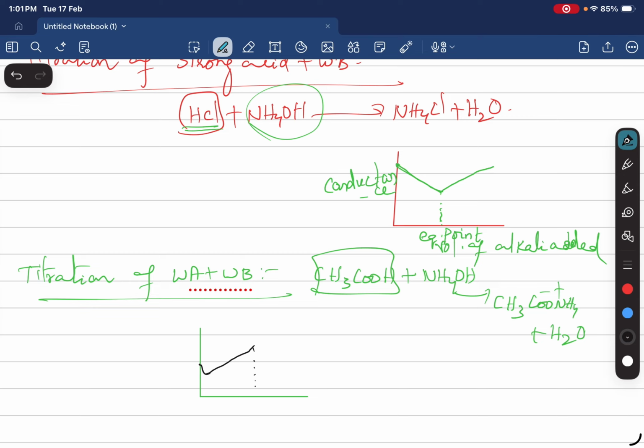but after reaching the equivalence point, here we have to understand one thing. CH3COOH is a weak acid. Without other help, it will not dissociate much. When NH4OH starts being added, the dissociation of the weak acid keeps on increasing, and it reaches the equivalence point.